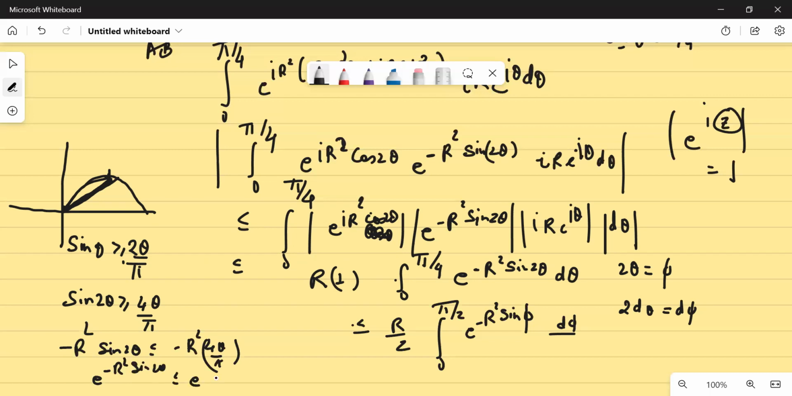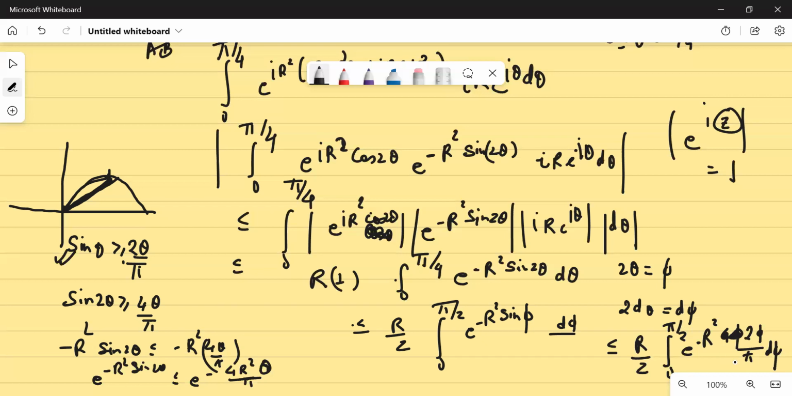And this will be less than or equal to e to the power minus 4r square theta upon pi. So this will be less than or equal to r upon 2, integration from 0 to pi by 2, and this will be e to the power minus r square... Not even 4. So you can write sine square phi, so you can simply use this kind of thing. So you can simply get 2 phi upon pi.